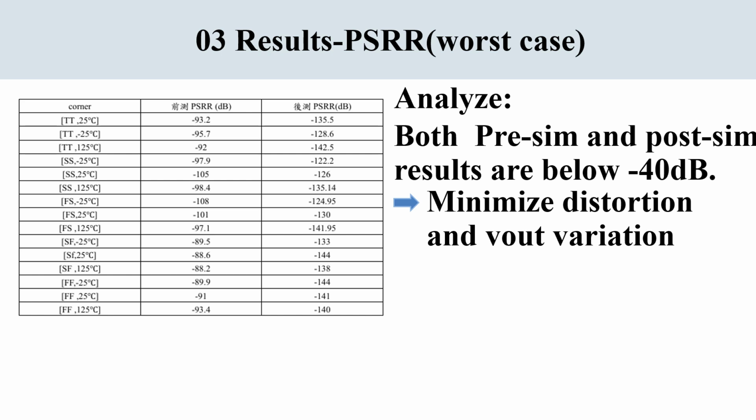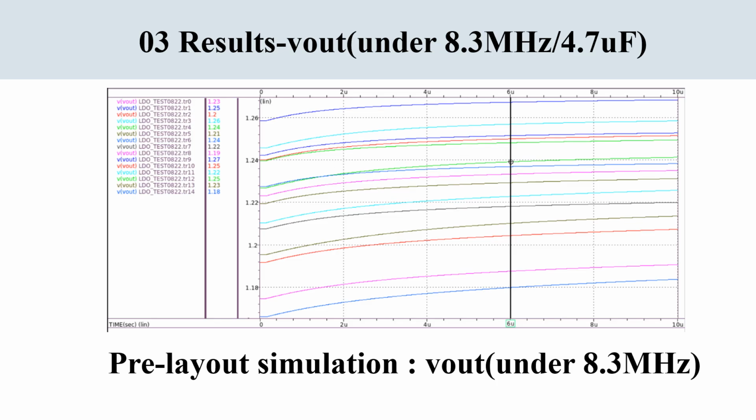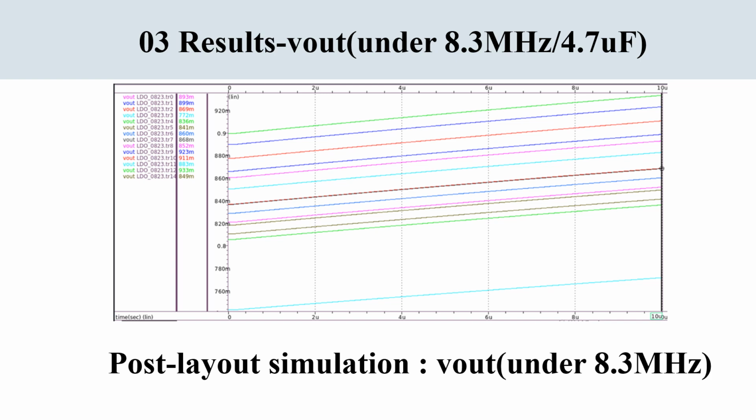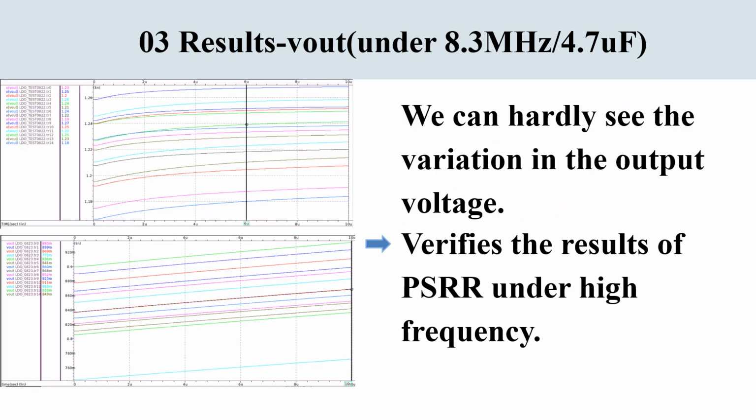We can see the results also in the output simulation. The picture shows the pre-layout simulation of output voltage, tested under 8.3 MHz, and the loading capacitor is 4.7 microfarad. Next shows the post-layout simulation of output voltage under 8.3 MHz. According to the pictures, we can hardly see the variation in the output voltage. It verifies the results of PSR under high frequency.